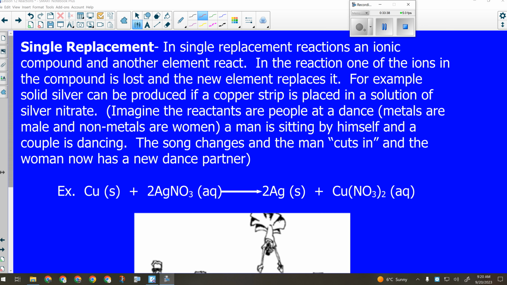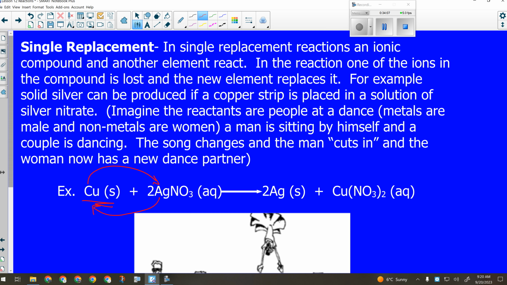So in this reaction, all that happens is the element replaces the part of the ionic compound that it is like. If it's a metal reacting with an ionic compound, the metals will switch places. If it's a non-metal reacting with an ionic compound, the non-metals will switch places. I'll show you an example of each.